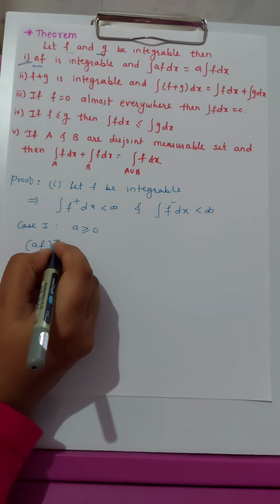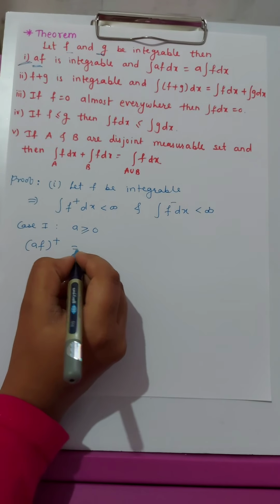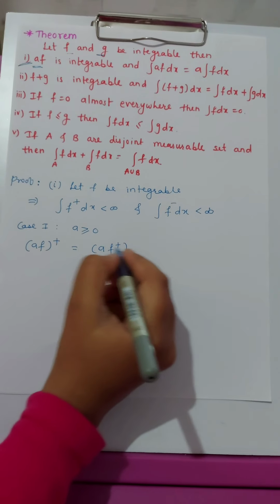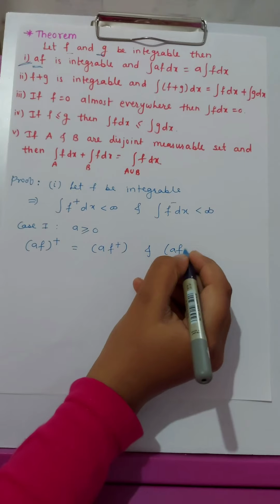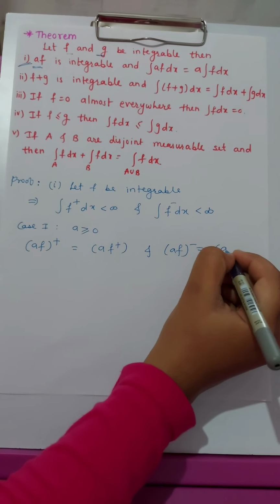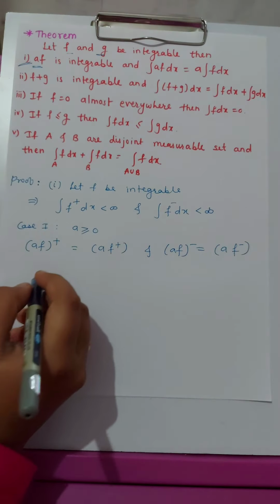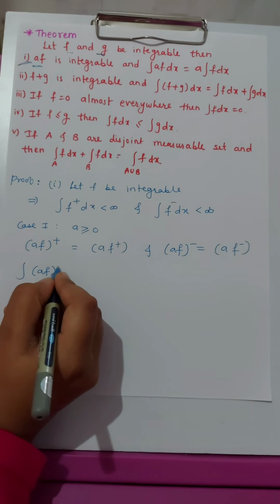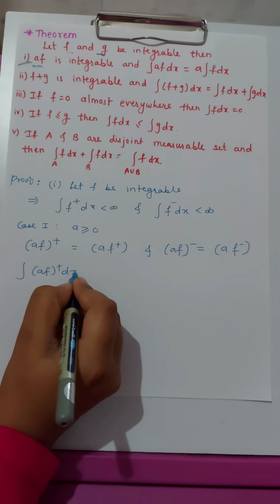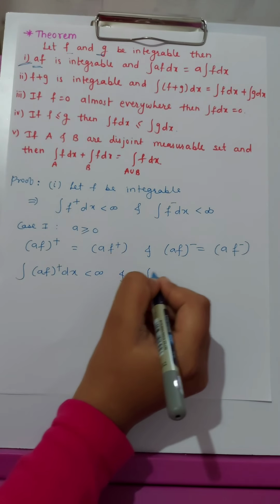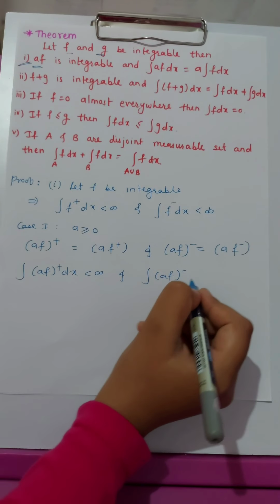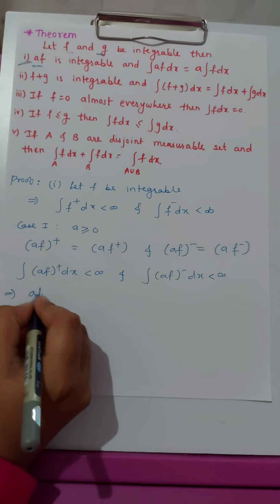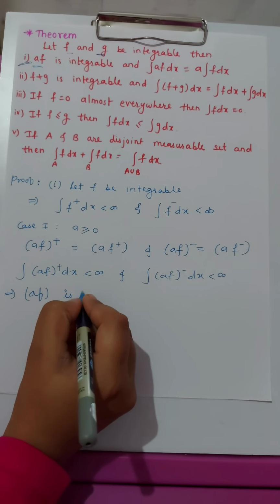Therefore, positive part of the function a into f is equal to a into positive part of function f. Similarly, negative part of function a into f is equal to a into negative part of f. So this implies that integration of positive part of function af dx is less than infinity, and also integration of negative part of function af dx is less than infinity. So this implies that the function af is integrable.